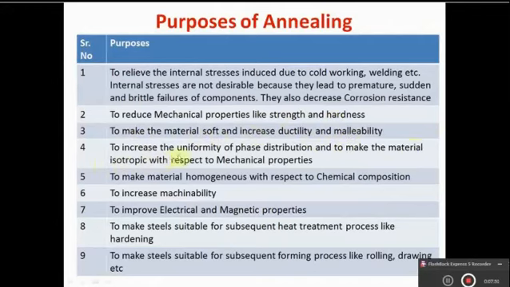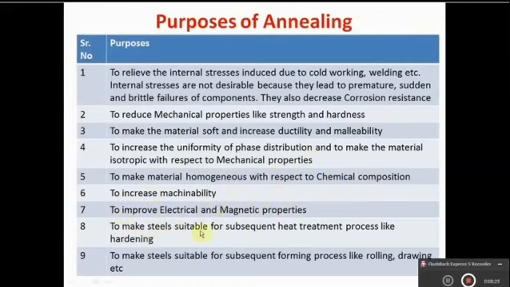Then to increase the uniformity of phase distribution and to make the material more isotropic with respect to mechanical properties. So to make complete uniform distribution of grain size, annealing heat treatment is carried out. To make the material homogeneous with respect to chemical composition, annealing treatment is carried out. To increase machinability, spheroidization annealing treatment is carried out. To improve electrical and magnetic properties also, castings are heated above A3 temperature followed by holding and very slow cooling.